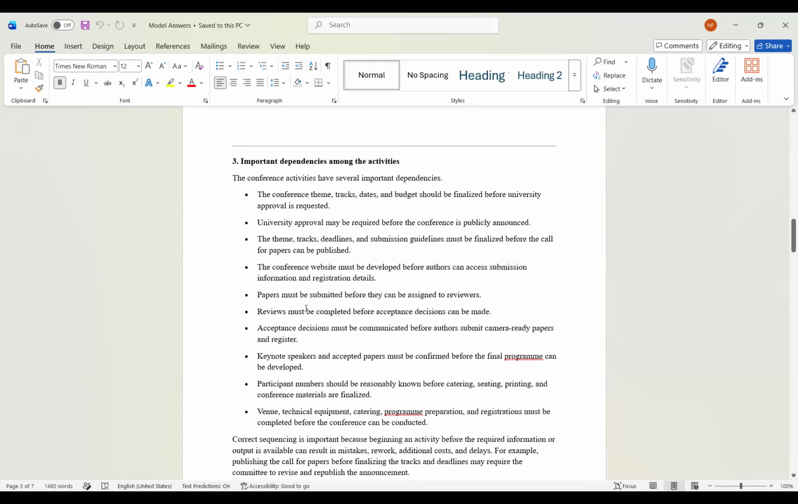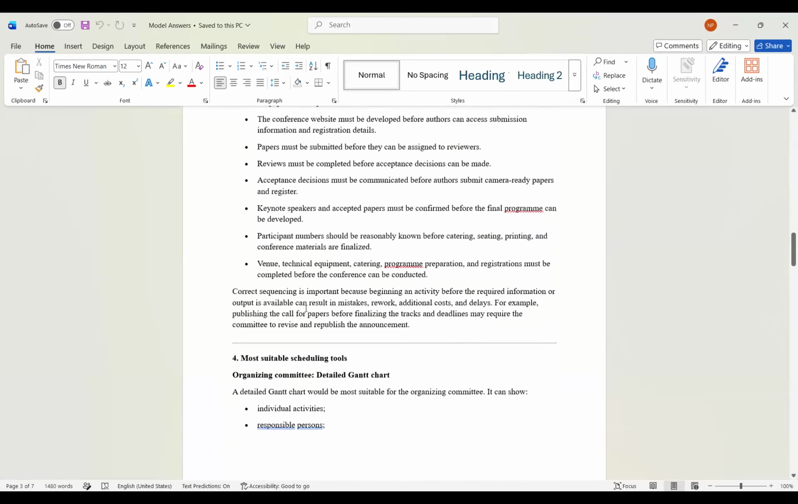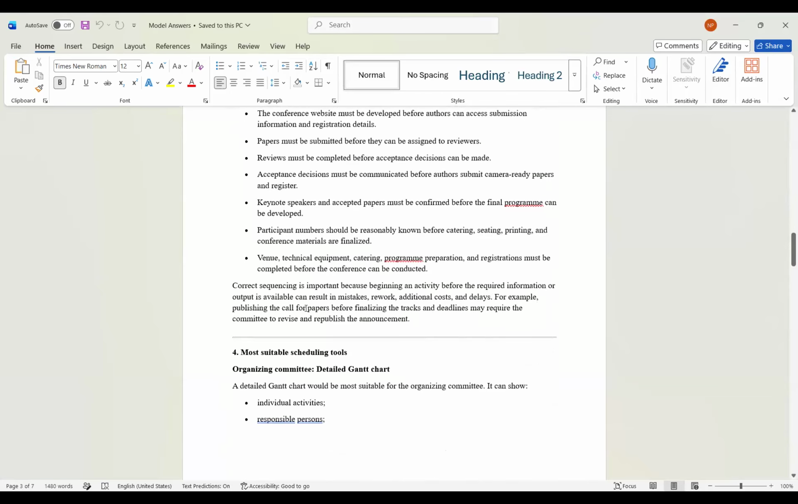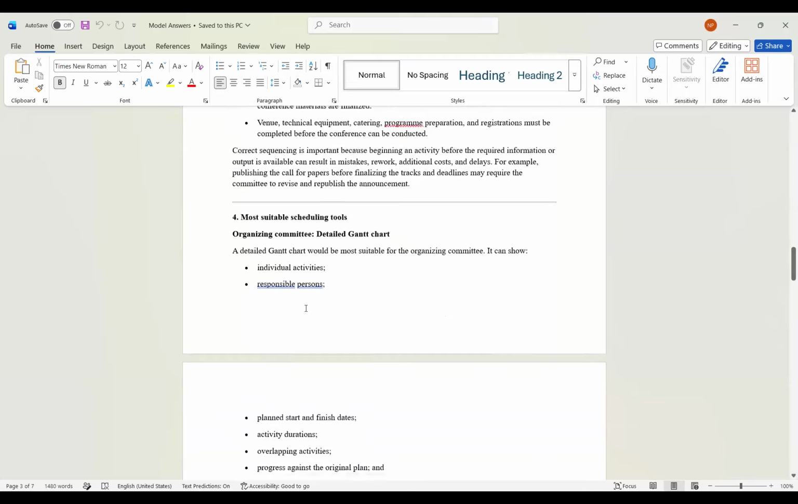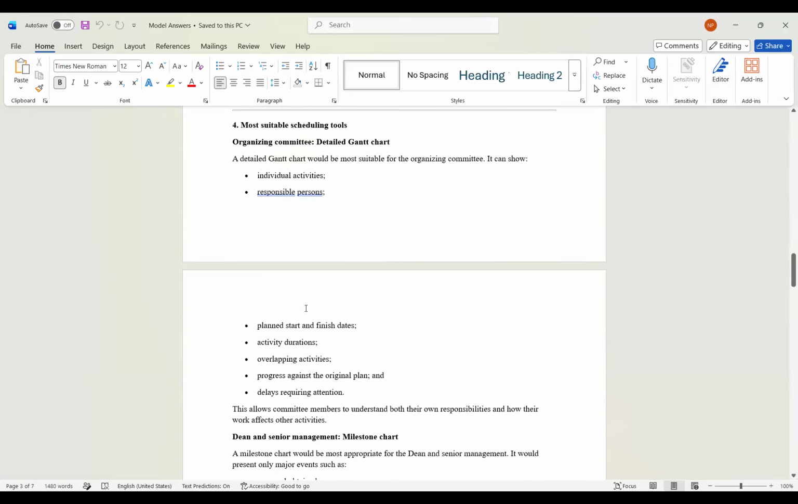And then the venue and technical equipment registrations have to be completed before the conference can be conducted. Right? So if you look at the most suitable scheduling tools, the organizing committee will need a detailed Gantt chart, which can show the individual activities, who is responsible, the planned start and finish dates, activity durations, and any overlapping activities.